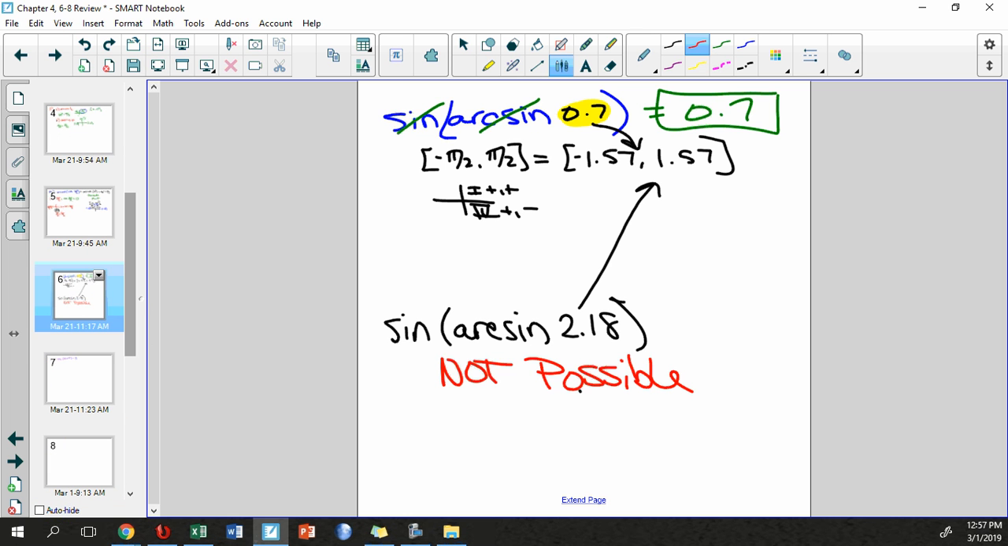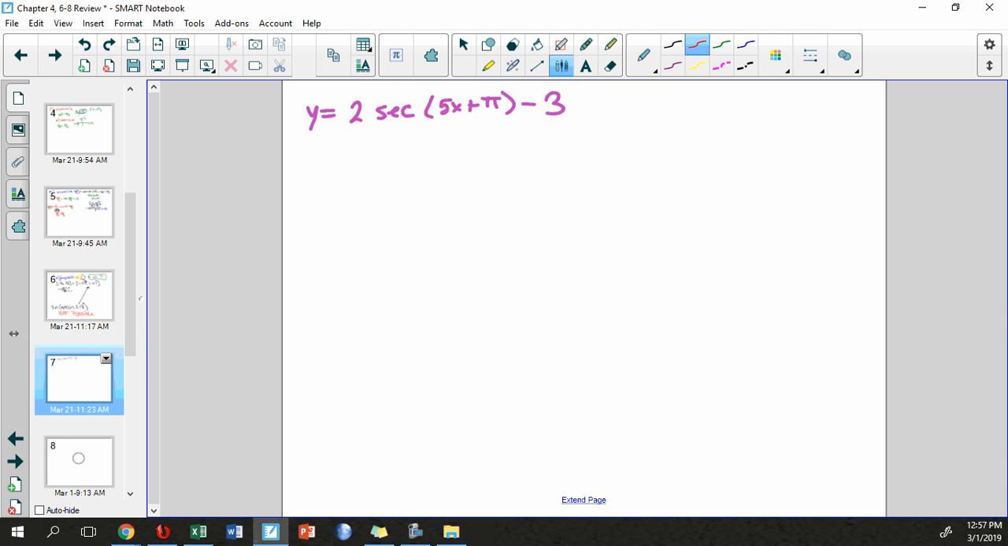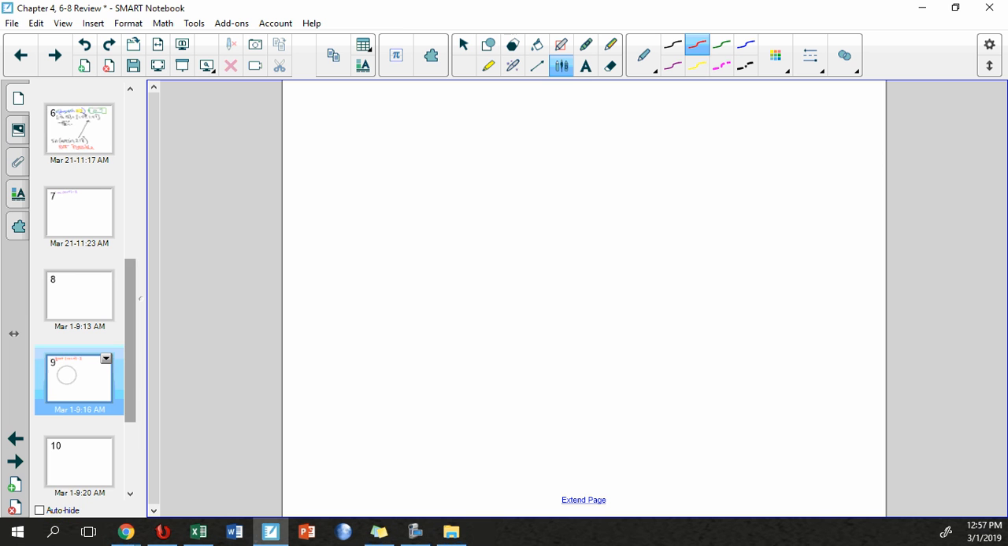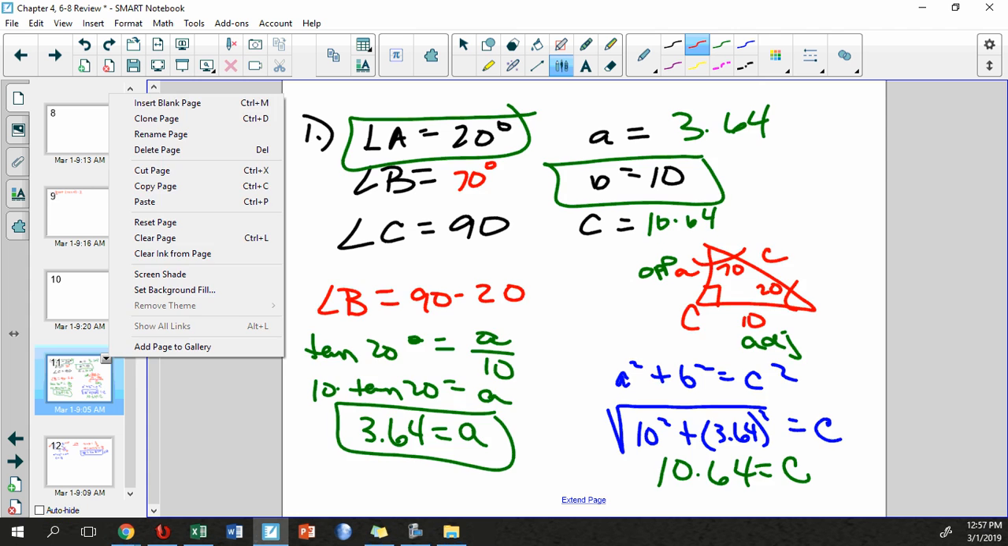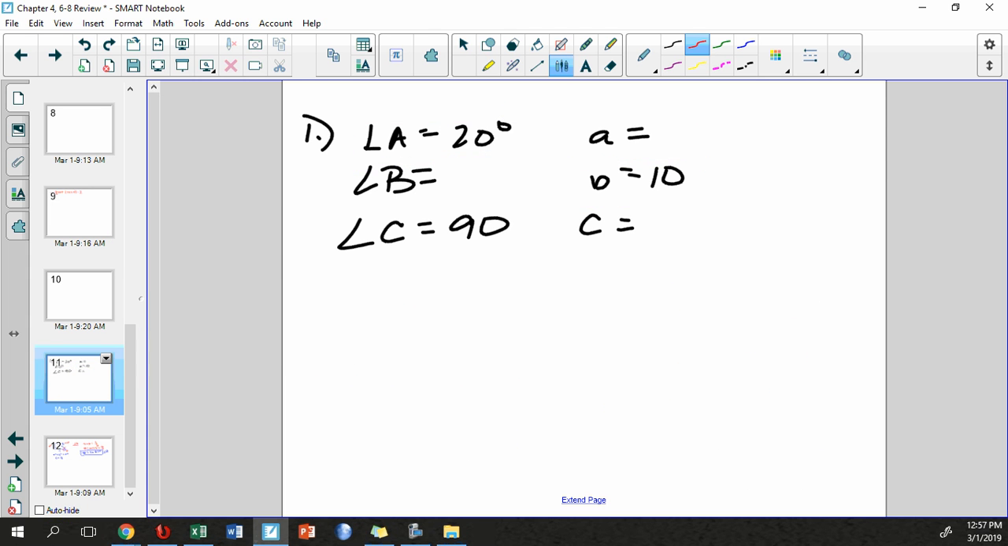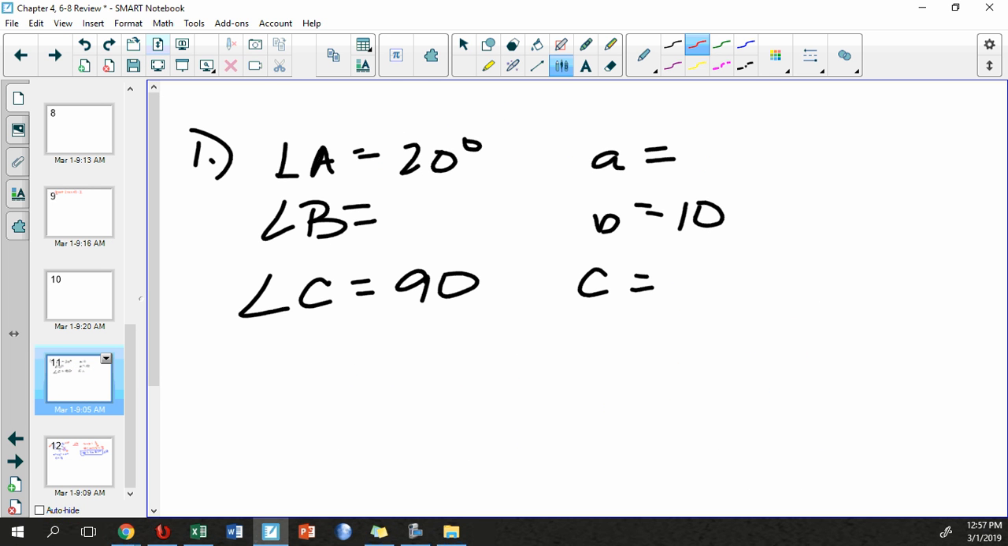Okay, that brings us to the next concept. I'm going to skip these ones for a moment. Okay, I give you this triangle, and this is the information I give you. I give you angle A is 20. I give you side B is 10, and that angle C is 90. Find the rest of the triangle.